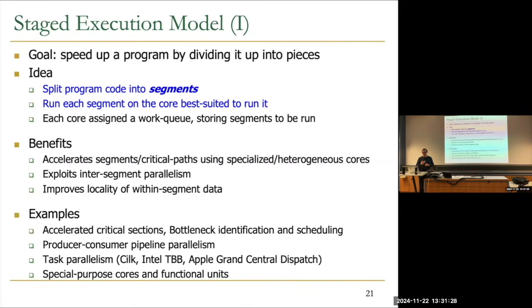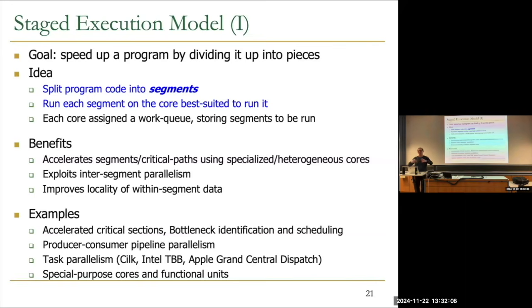Now, there are examples of this. Clearly, we've discussed a lot of examples. Multi-threading is a very general example of it, but also accelerated critical sections, bottleneck identification and scheduling, pipeline parallelism, and producer-consumer that we've discussed. Other task parallelism models, these are old slides, so people have been using interesting task parallelism models. They're still in use, actually, to parallelize workloads. And special purpose cores and functional units can be thought about this way also, because if you think about a single program, a specialized functional unit is really executing a segment of the program, on a functional unit that's specialized for the execution of it, right?